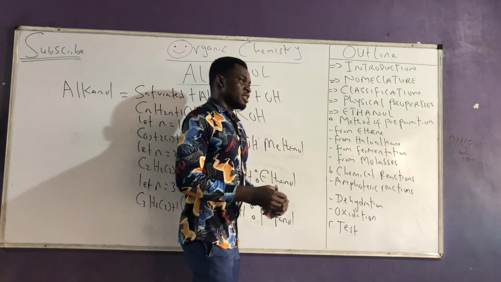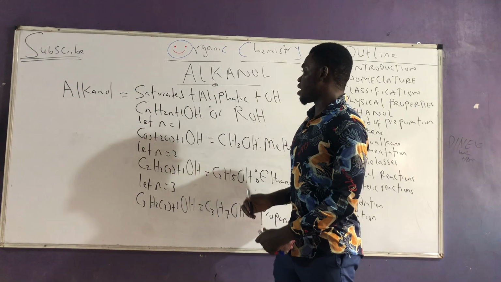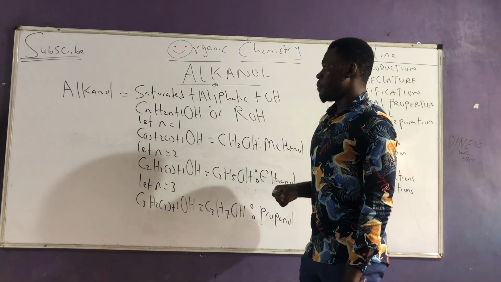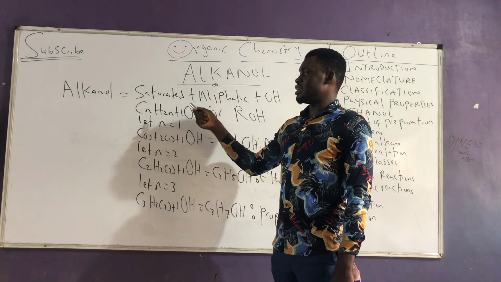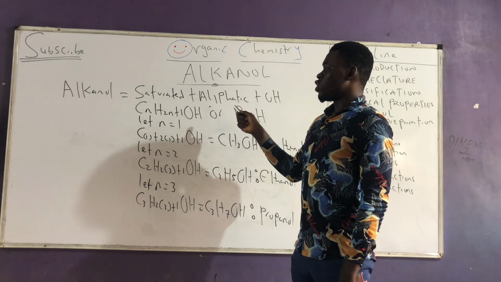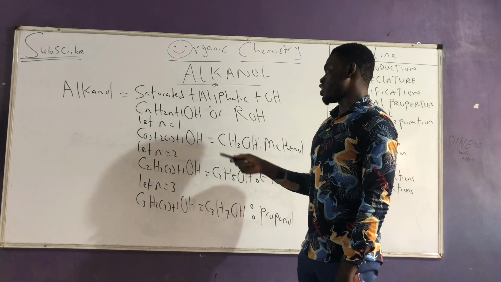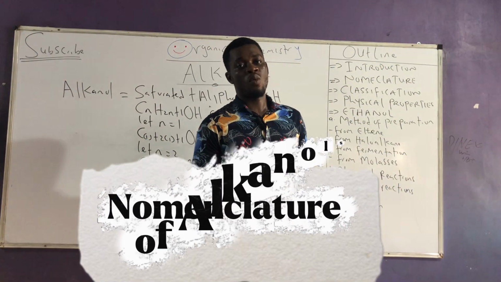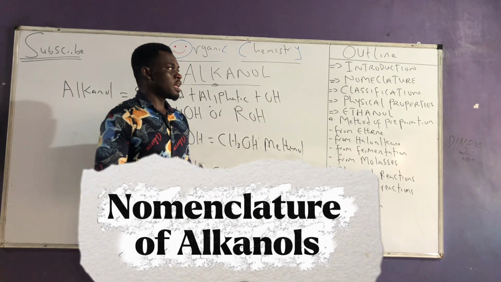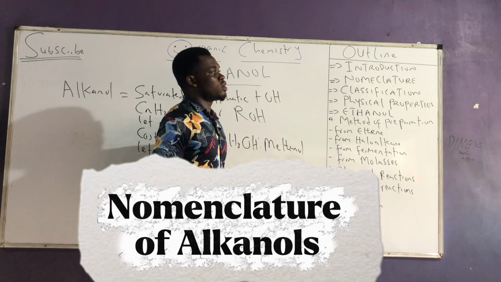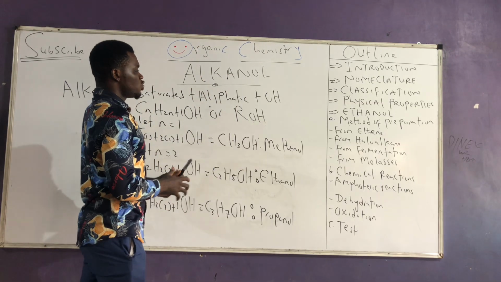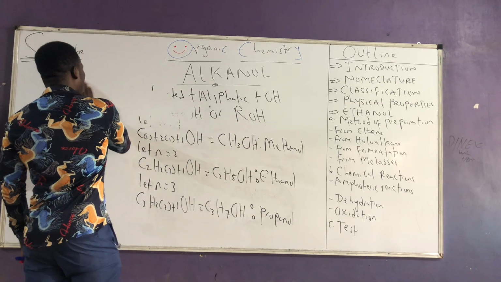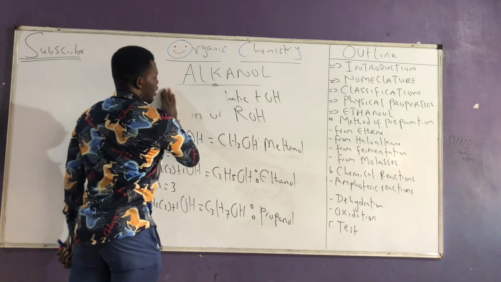So don't forget, the functional group in alkanols is the OH functional group, but the general formula is written as CnH2n+1OH, or ROH, where n is typically equal to or greater than 1. Very simple. Now that we've talked about the introduction to alkanols, let's talk about the nomenclature of alkanols. How do you actually name alkanols?